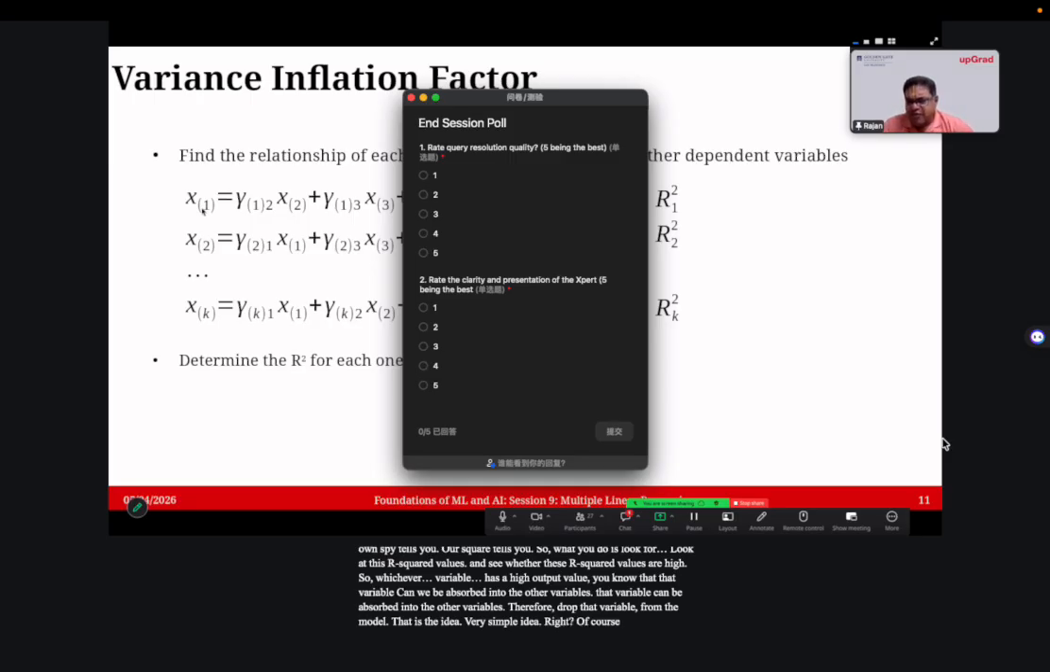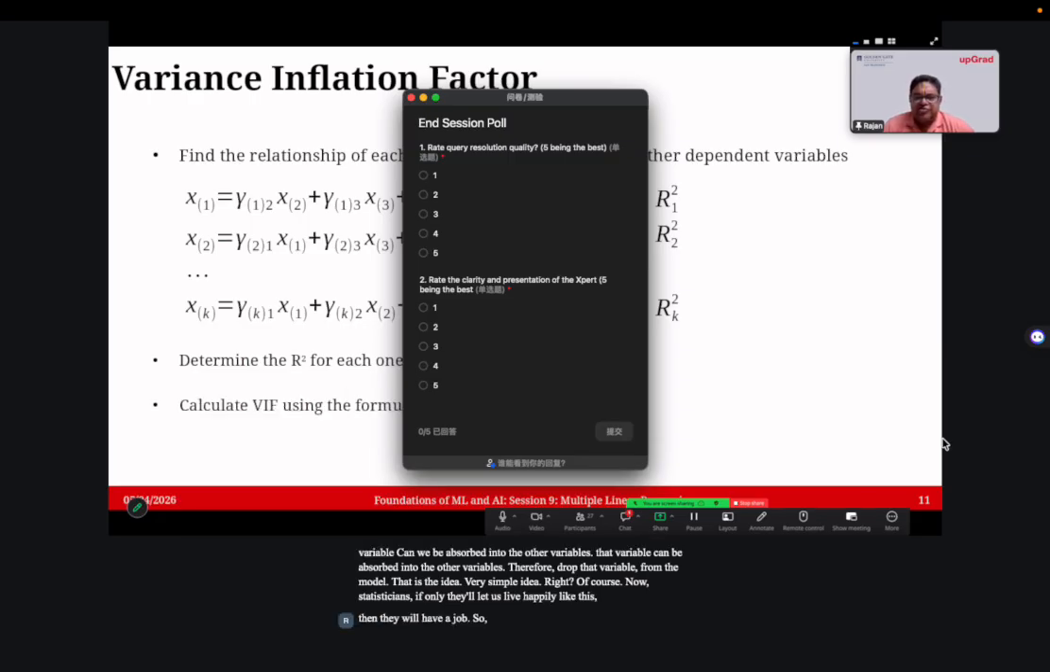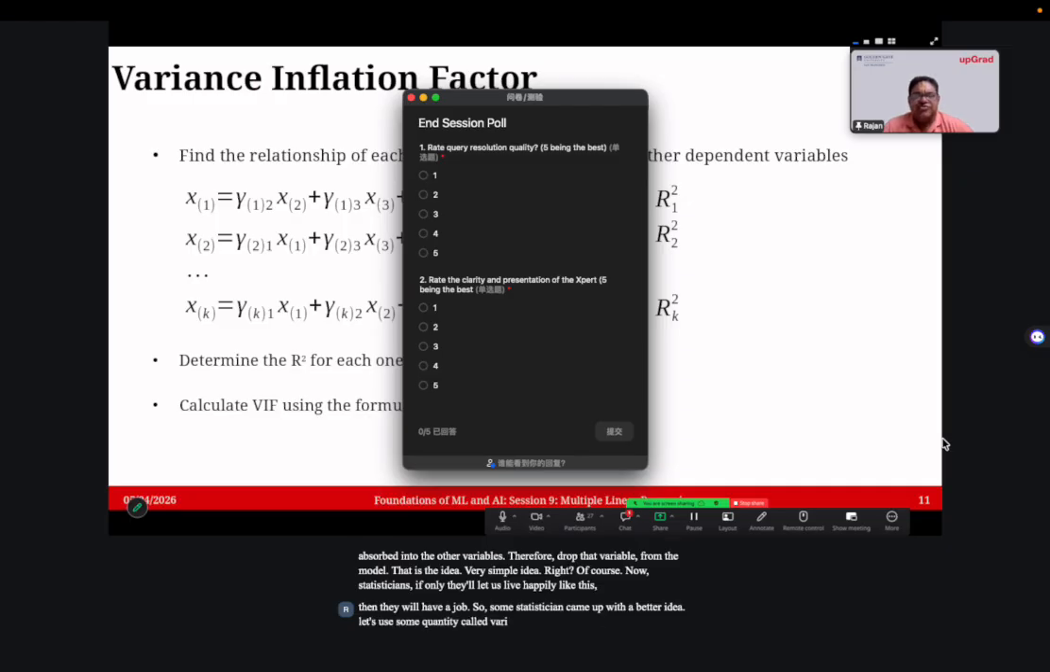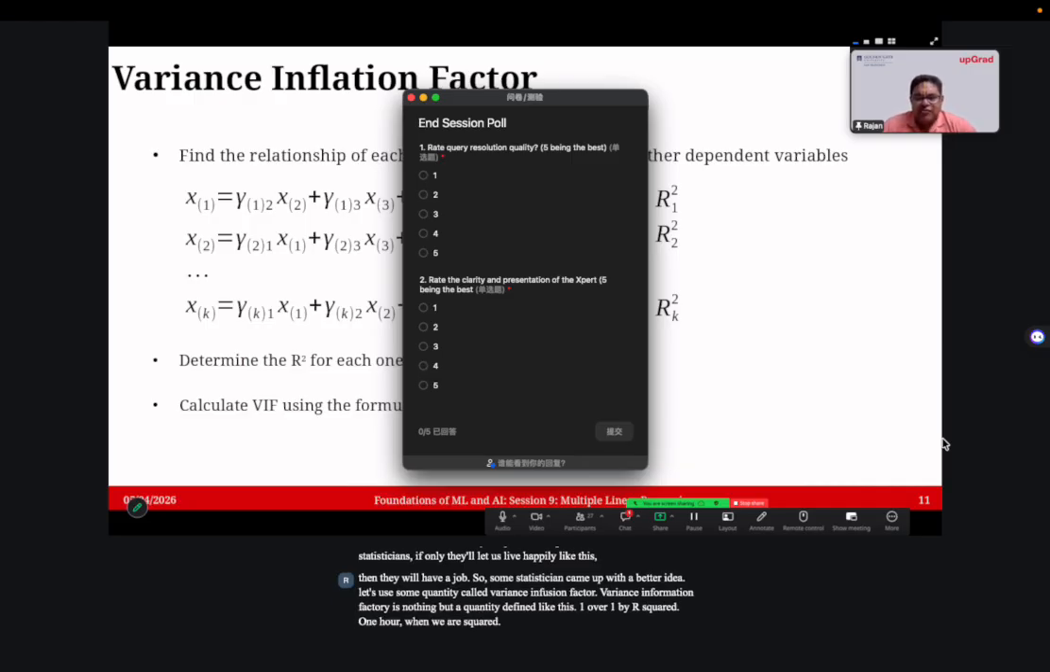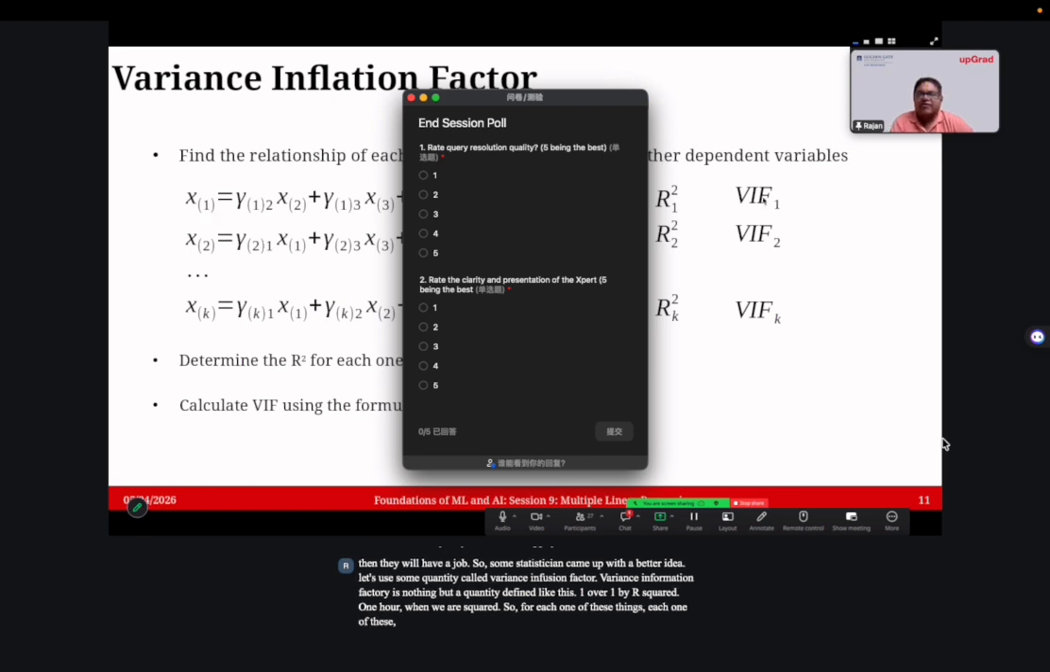Of course, now statisticians, if only they let us live happily like this, then they wouldn't have a job. So some statistician came up with a better idea. Let's use some quantity called variance inflation factor. Variance inflation factor is nothing but a quantity defined like this: 1 over (1 minus R squared). For each one of these models, you can calculate the variance inflation factor.